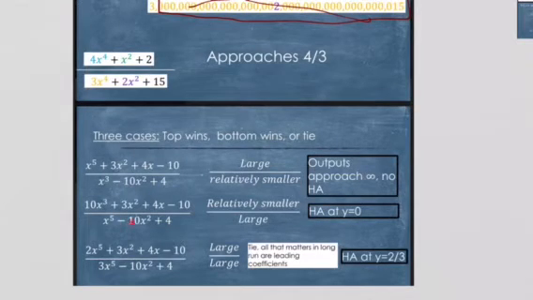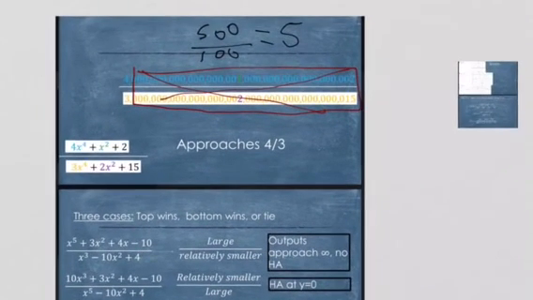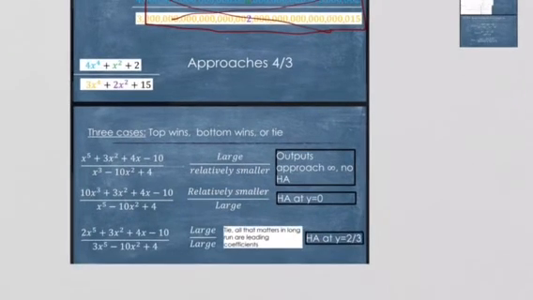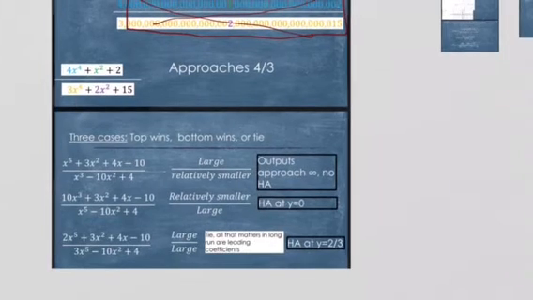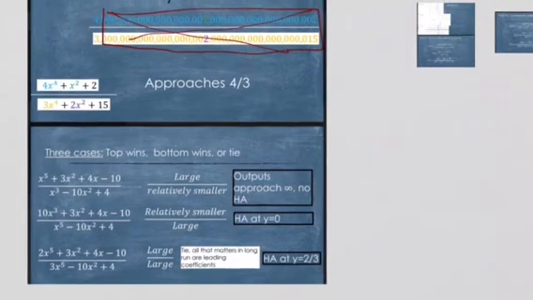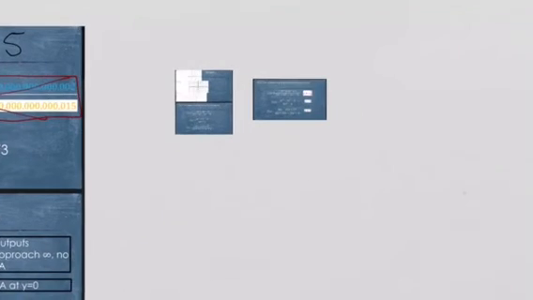And then this one, the degree on top is the same as the degree on bottom, which means the outputs are going to be relatively the same size, which means we're going to cancel everything except for the leading coefficient. So in this case, we're going to have 2 big number over 3 big number. The big part cancels, and we're just left with 2/3. So we call this a tie. We have a large number over a similar size number, and that's going to give us a horizontal asymptote, in this case, at 2/3. Okay, let's look at this graphically now.